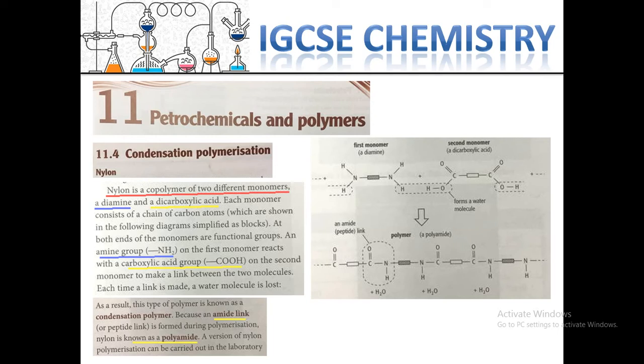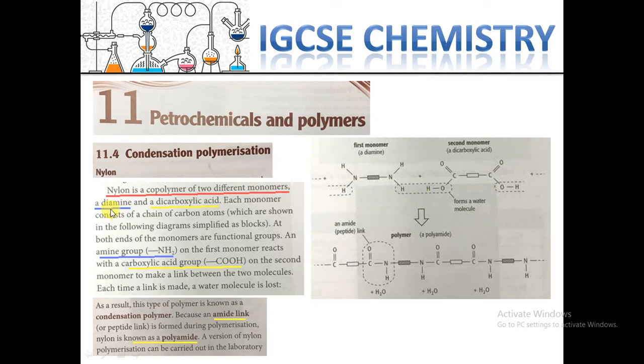So one big example for condensation polymerization is nylon. Nylon is a good choice to use the condensation reaction for making a polymer. Nylon is a copolymer of two different monomers. You can see at the right side that there are two different monomers.